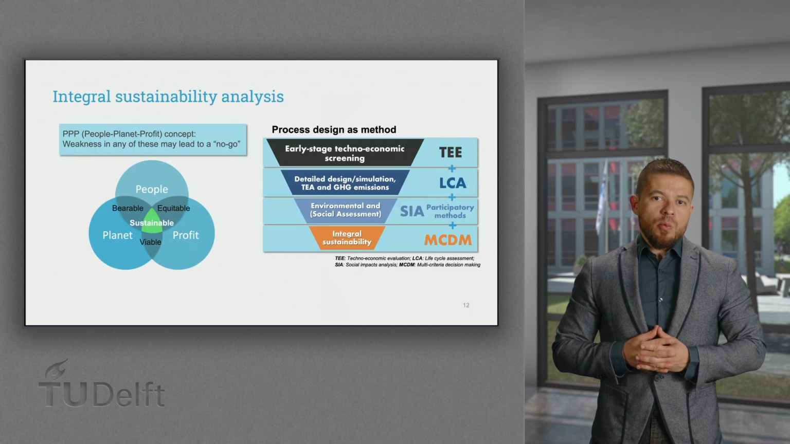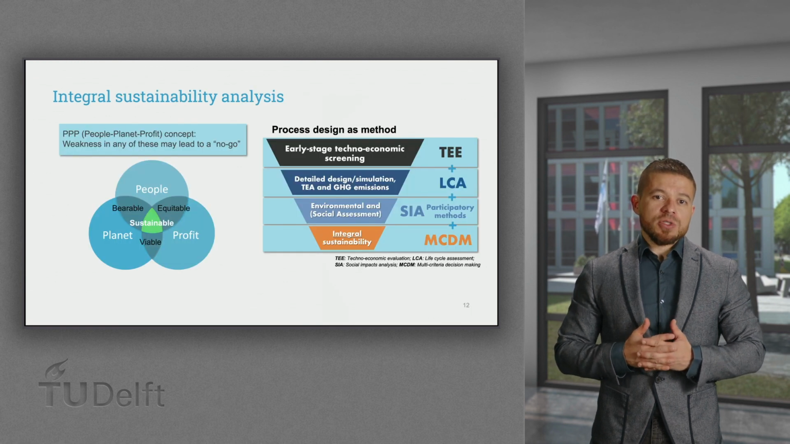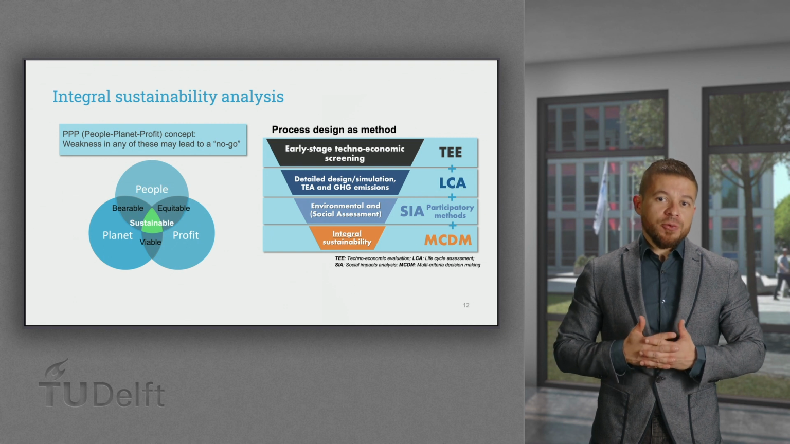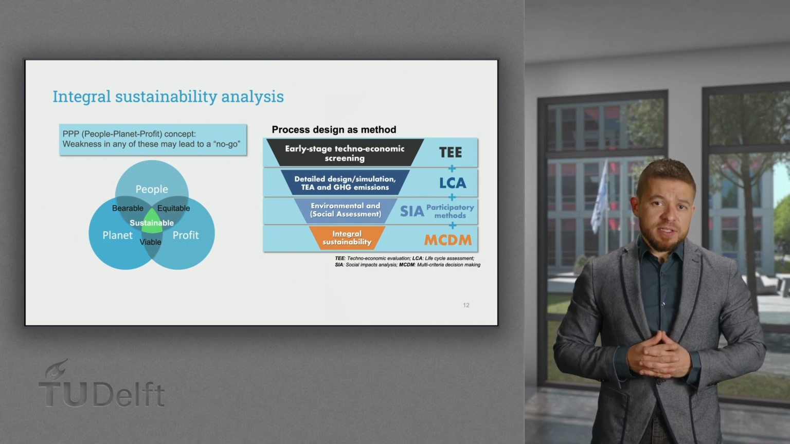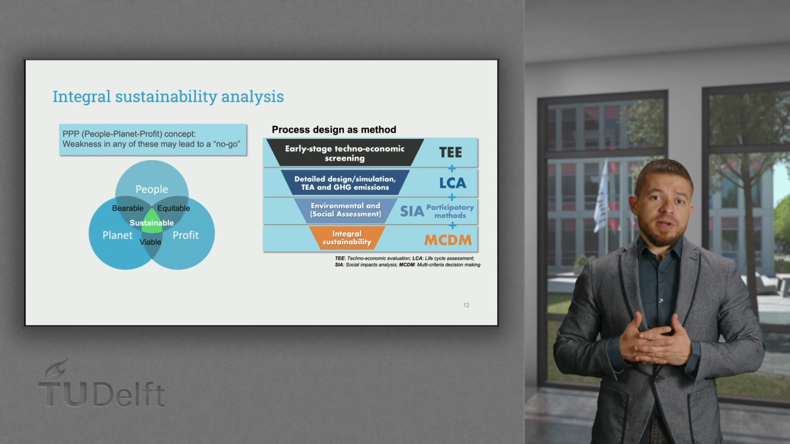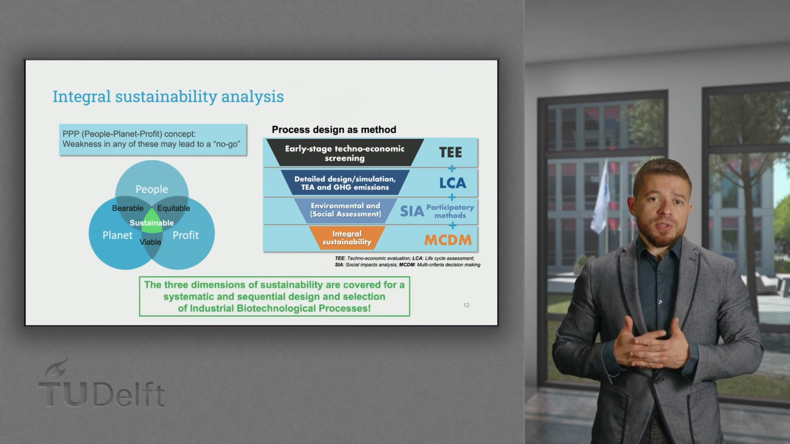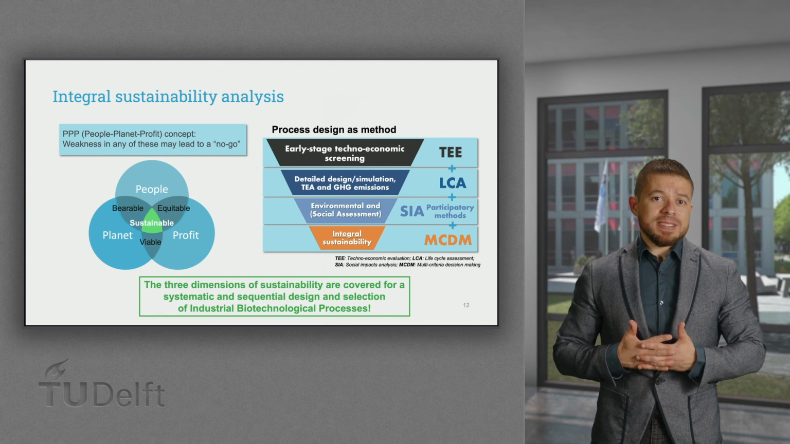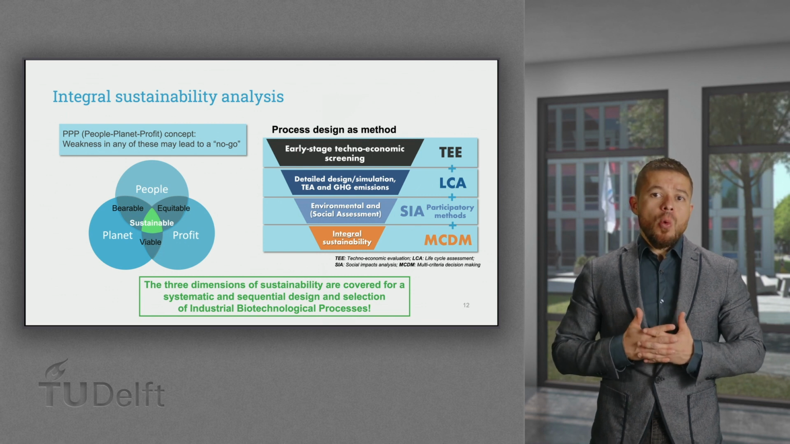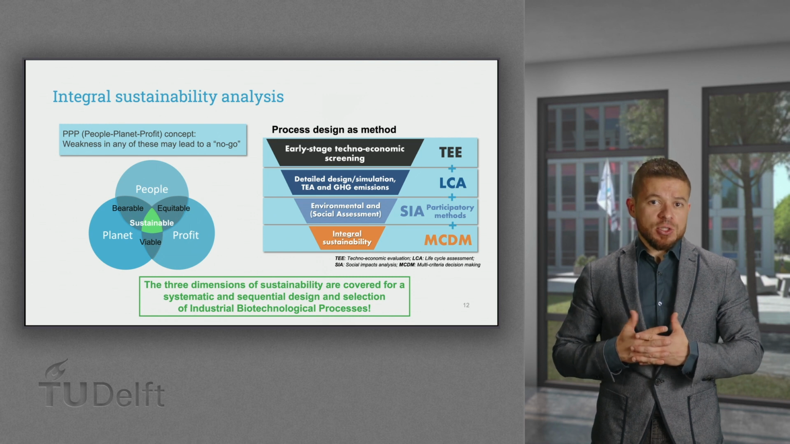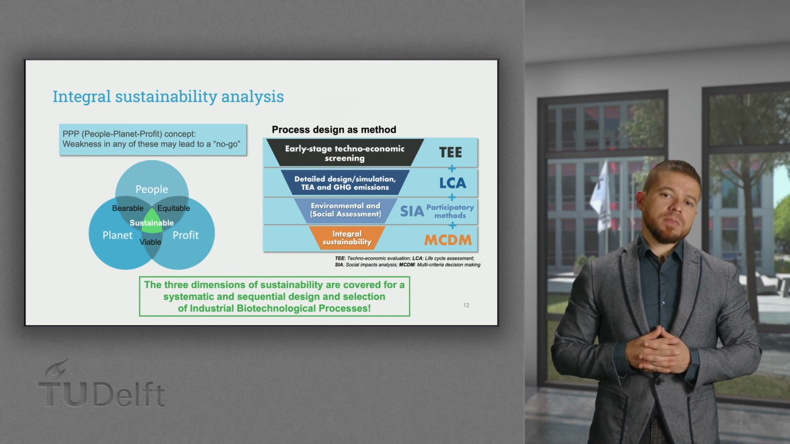In this way, we have a sequential, inclusive, and systematic approach for conceptual process design, screening, and selection of alternatives based on comparative analysis on technical, economic, environmental, social, and integral sustainability aspects to finally come to processes and supply chains with the best integral sustainability performance, where stakeholders could be part of the design and decision-making process.